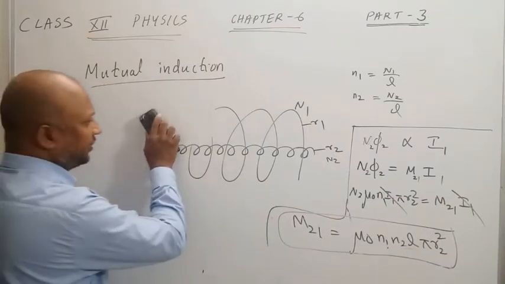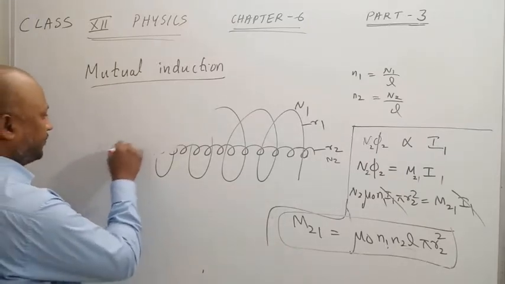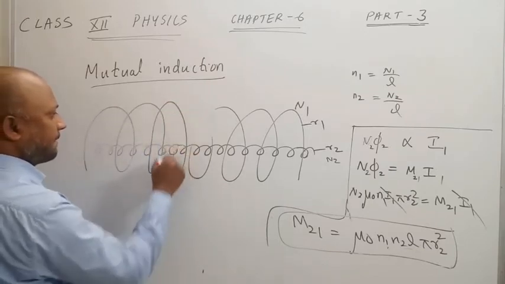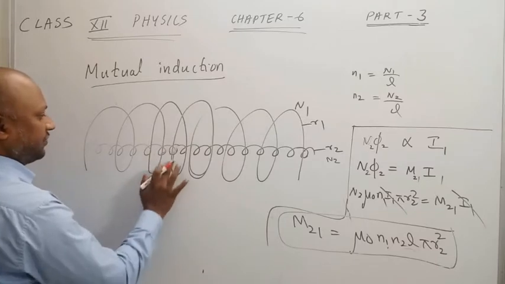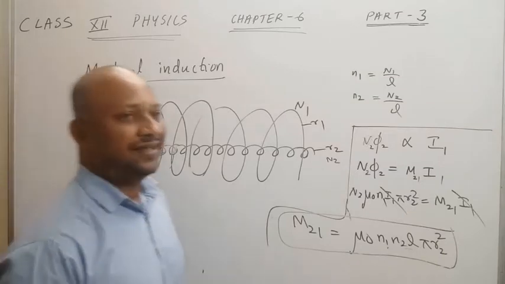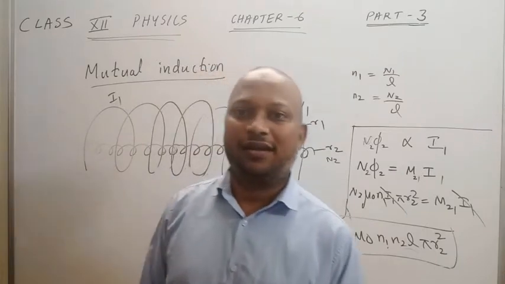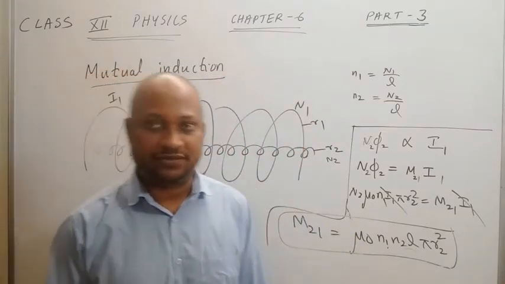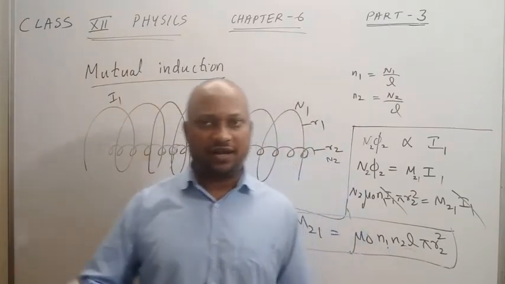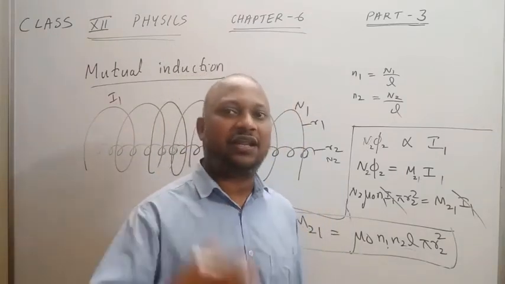So let me explain. The other part of this derivation, before going into mutual induction, is: suppose there is a current through the second coil, then what about the induction happening in the first one? Because now we have discussed current passing through the first one and a current induced in the second one, and now let's discuss if the current is passed through the second one, what is the inductive power of the first one.